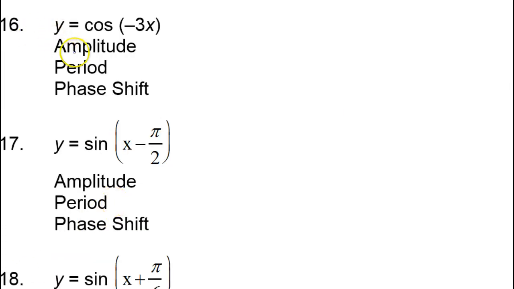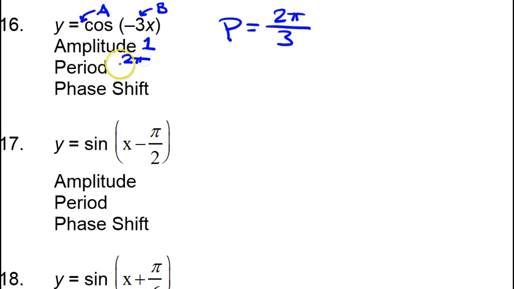Take a look at number 16. The a value goes right here. There's no number there, so it must be a 1. That means the amplitude is 1. Now the b value is this number right here. Now that is going to affect the period indirectly. The period is always 2 pi divided by the b value. Now it's really going to be the absolute value of the b value. I'm not going to put -3, I'll just put 3. And that's it. This doesn't reduce or anything. So 2 pi over 3 is the period. All right, notice it is positive.